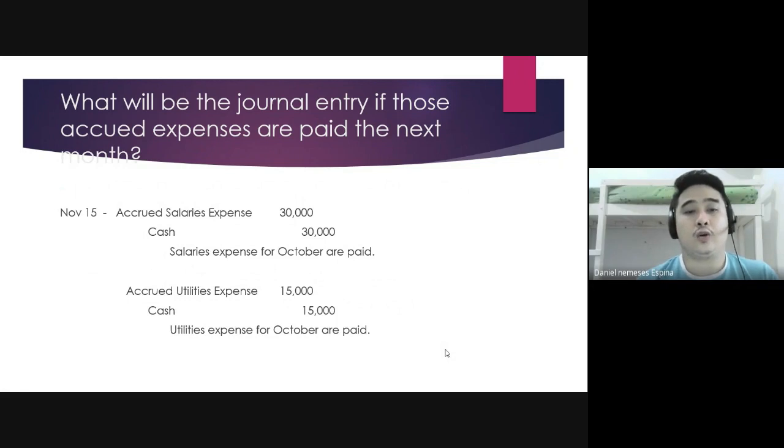So that is why we debit accrued salaries expense and then we credit cash because, of course, there's a cash outflow if we're going to pay those bills, or pay those accrued expenses. So that's why debit accrued salaries expense, credit cash 30,000. Explanation: salaries expense for October are paid. Then for the utilities, you have debit accrued utilities expense, 15,000, credit cash, 15,000. Explanation: utilities expense for October are paid.